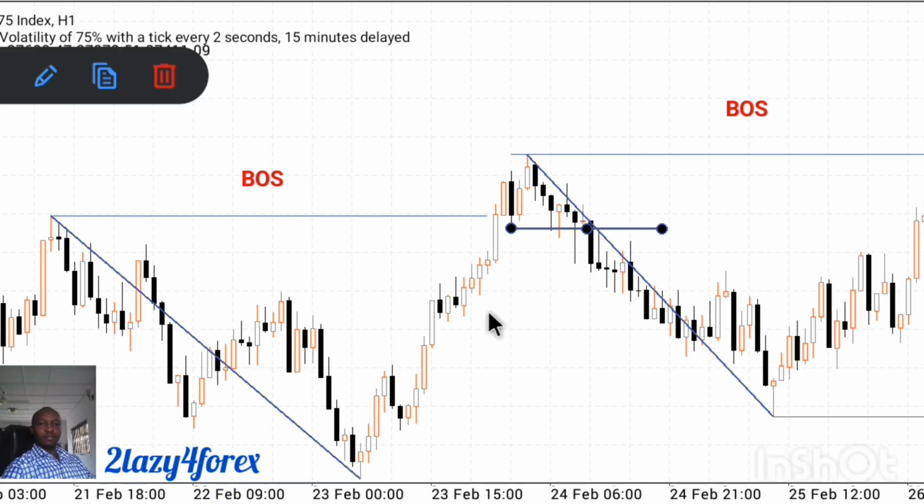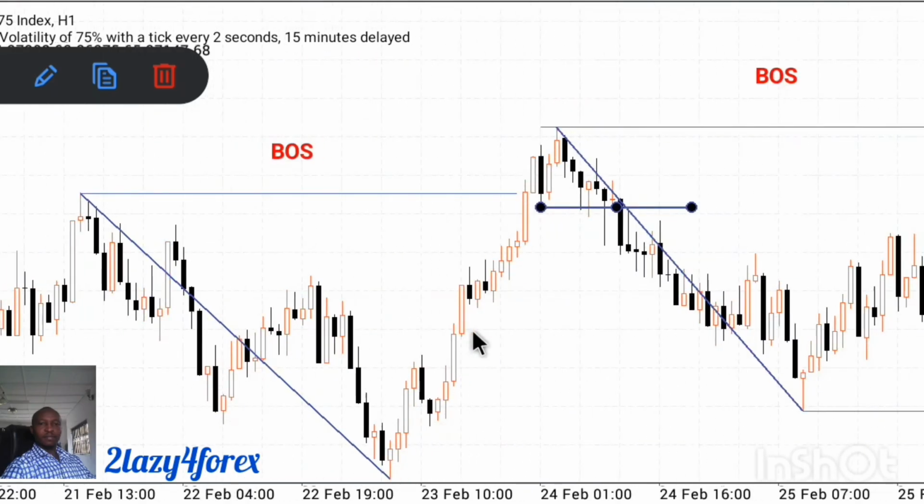So if you adopt this method, you will be on the right side of everything, because you know your external highs and lows, and you know your internal highs and lows. So it allows you to make accurate decisions. When an external high or low is taken, is broken, you know a change of character has happened.